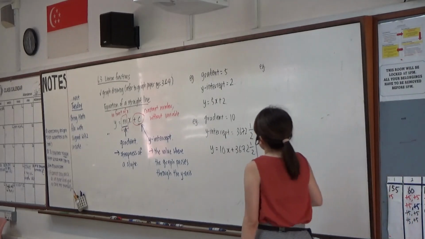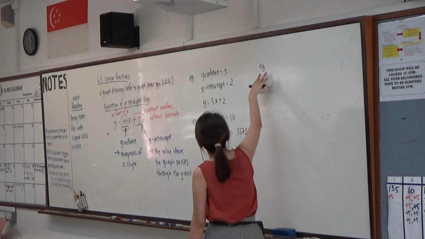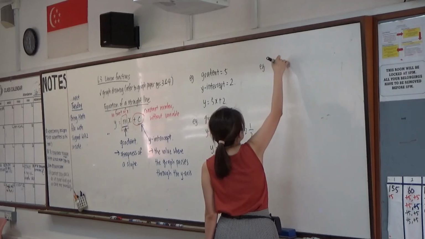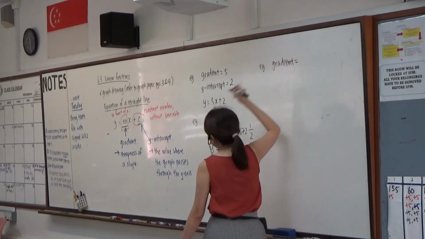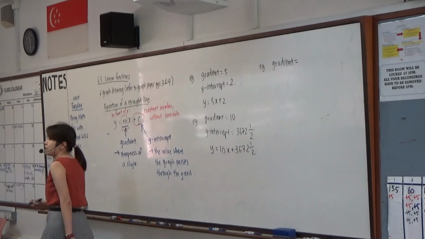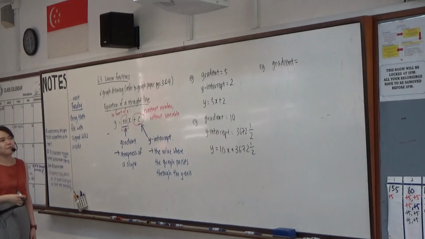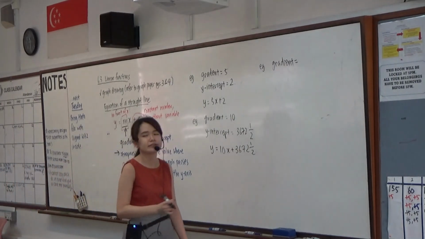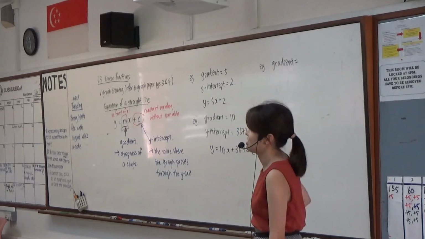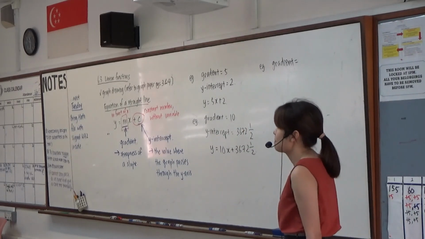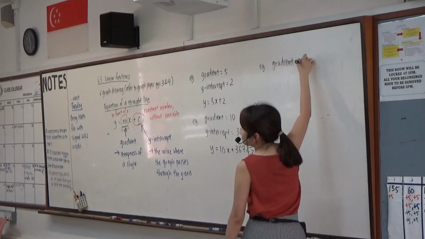Then, another example. Maybe Kate, can you give me a number for gradient? Any number. Don't want positive anymore. Negative 6.